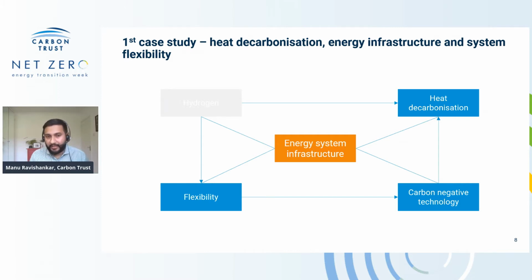So now that we looked at that first order linkage, let us now bring in system flexibility into the decision-making picture and explore the implications.